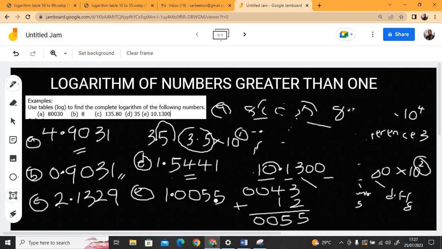With this idea, you'll be able to solve some logarithm problems. We still have lots to do, so we'll move on to the next class.